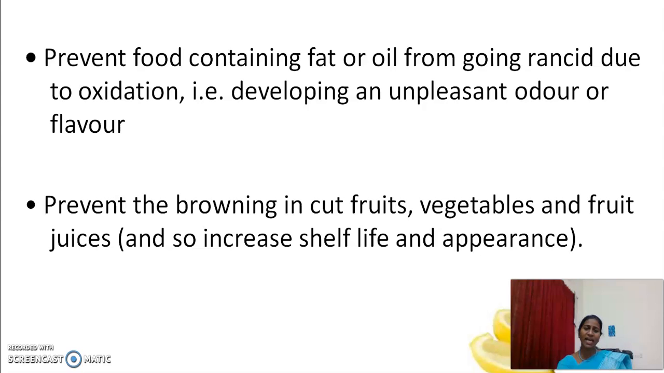Antioxidants are also added to food to prevent rancidity caused in food products which are processed using oil. And this rancidity happens because of oxidation. So to prevent the oxidation process, food products can be added with antioxidants. And by adding antioxidants, the development of unpleasant odor or flavor in a processed food product using oil is prevented. The next is preventing the browning in cut fruits, vegetables, and fruit juices. When you add antioxidants to these products, you can increase the shelf life and especially the appearance of food products.